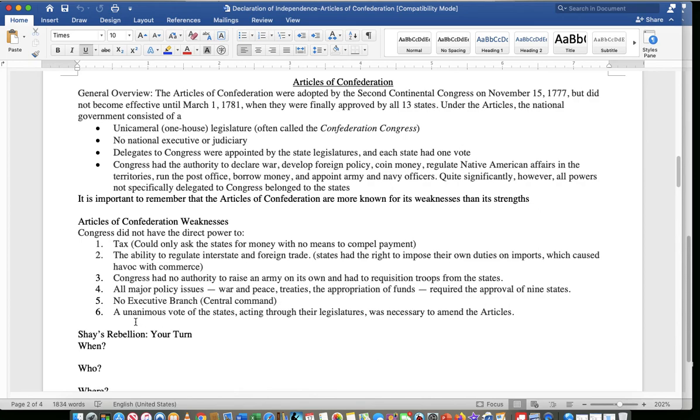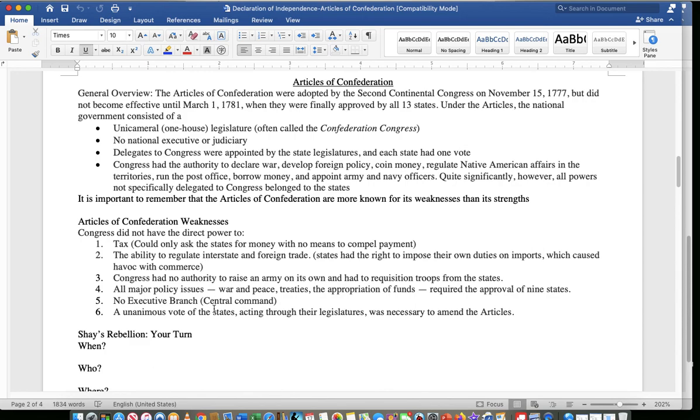And then if you wanted to amend the articles, you needed every single state on board, 13 out of 13. Remember, they're all equal, despite their size and their strength of economy and resources, what have you. They're all equal. And the small states and the big states are just never on the same page. So, when you're looking at this, it's a significantly weak government.